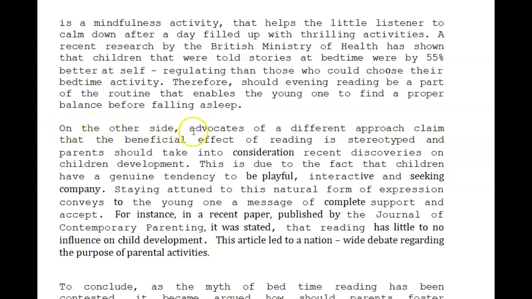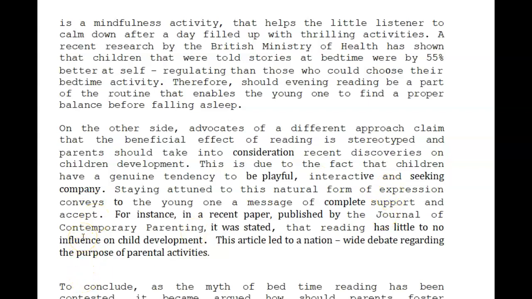"So, on the other hand, advocates of a different approach claim that the beneficial effect of reading is stereotyped and parents should take into consideration recent discoveries on child development." That's what we call this. "This is due to the fact that children have a genuine tendency to be playful, interactive, and seeking company." Okay, they have a genuine tendency to be playful, interactive, and seek company, not seeking. "Staying attuned to this natural form of expression conveys to the young one a message of complete support and acceptance." We've got two nouns, support and acceptance.